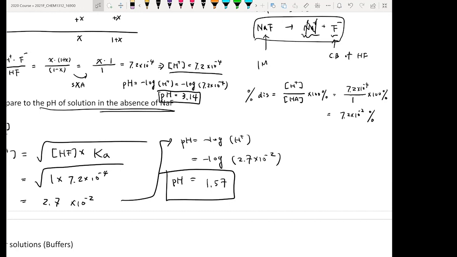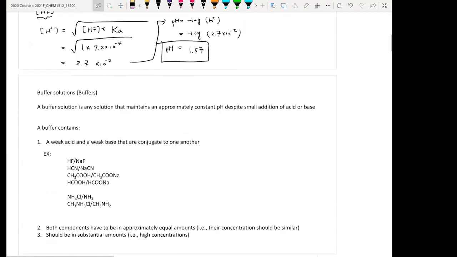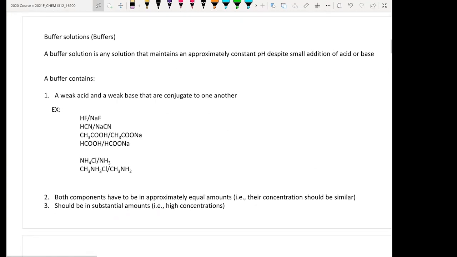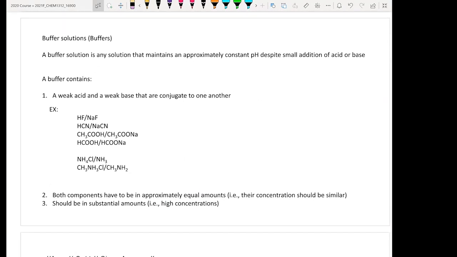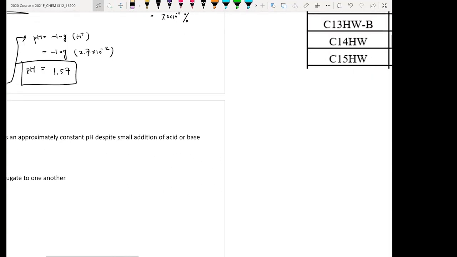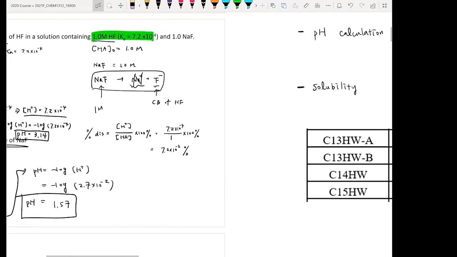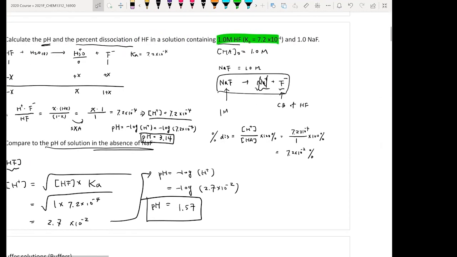Then you throw in a sodium fluoride salt, which we know is a weak base. Therefore, the pH goes from 1.57 to 3.14. So this is cool, okay, but how is this actually connected to the buffer solution? Why do these things become important? So we want to do a little bit of analysis here, especially the first one.